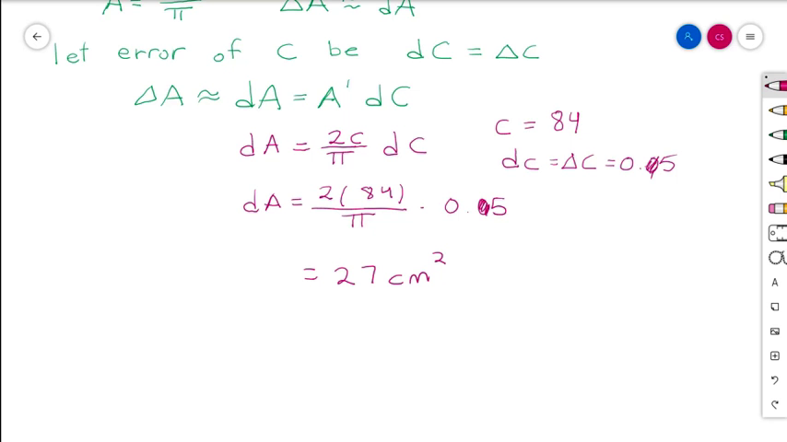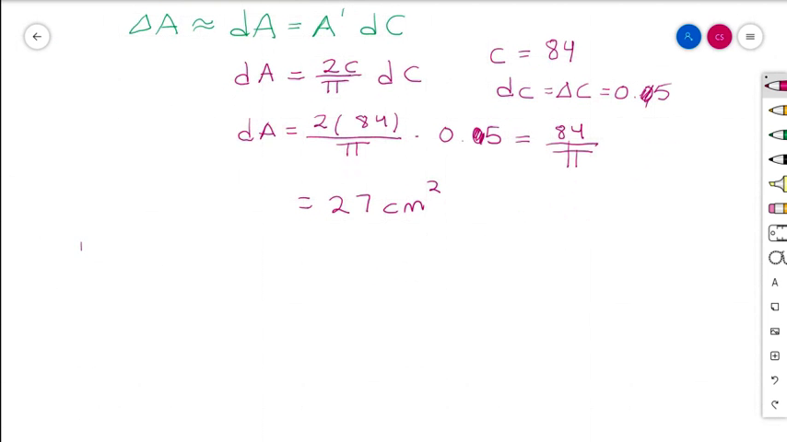Okay, so it's 0.5. So it simplifies to 84 over pi. That's why I caught my mistake, because it should simplify to 84 over pi. And then that is approximately 27 centimeters squared. Oh boy. Okay, so like I said, hopefully I didn't lose you guys and you could follow me despite my error. All right, so that's the first part. And now we're going to talk about the relative error.